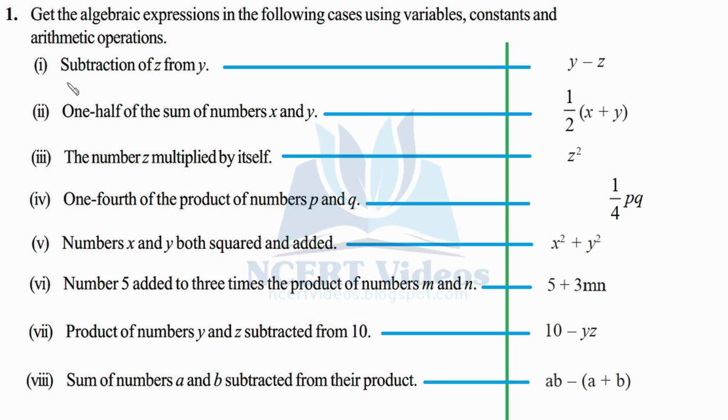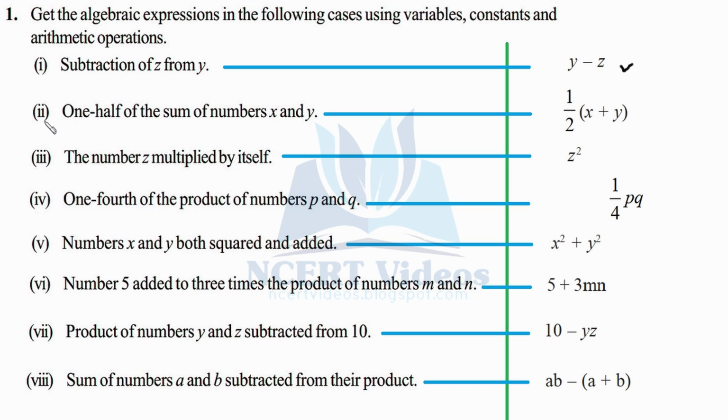Number first is subtraction of z from y. That is, first of all, we must have y from which we are going to subtract z. Therefore, first of all we had y, and from that we subtracted z. Therefore, y minus z.